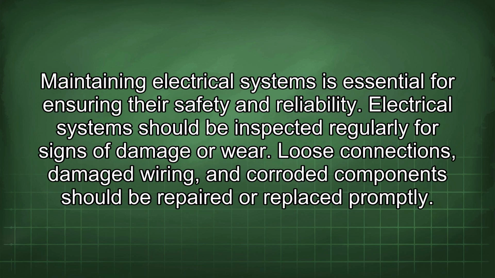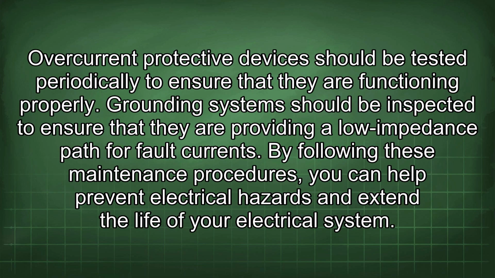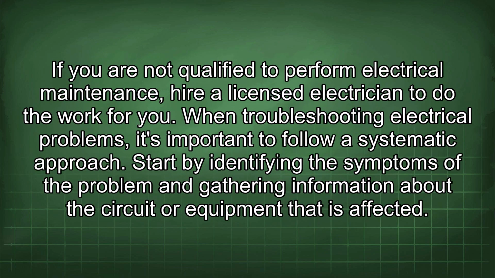Maintaining electrical systems is essential for ensuring their safety and reliability. Electrical systems should be inspected regularly for signs of damage or wear. Loose connections, damaged wiring, and corroded components should be repaired or replaced promptly. Overcurrent protective devices should be tested periodically to ensure that they are functioning properly. Grounding systems should be inspected to ensure that they are providing a low impedance path for fault currents. By following these maintenance procedures, you can help prevent electrical hazards and extend the life of your electrical system. If you are not qualified to perform electrical maintenance, hire a licensed electrician to do the work for you.